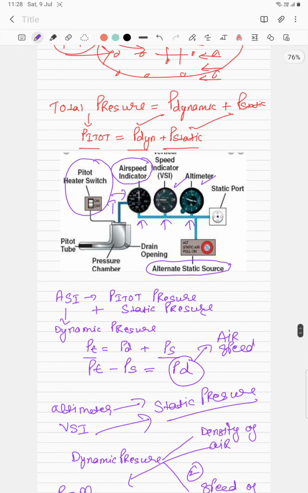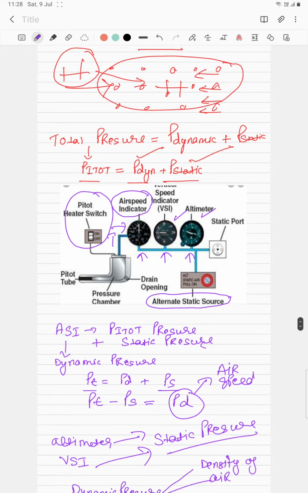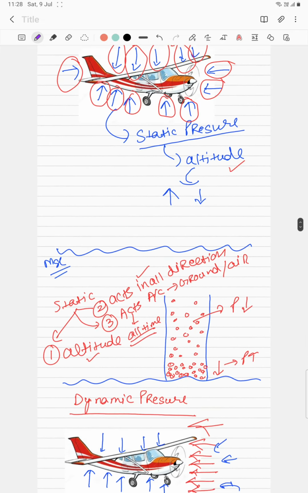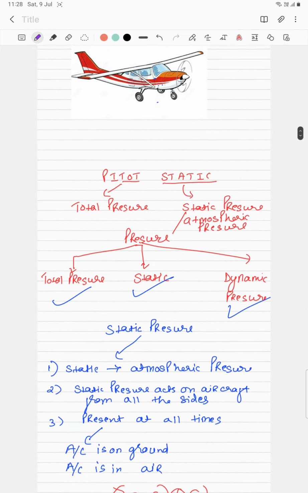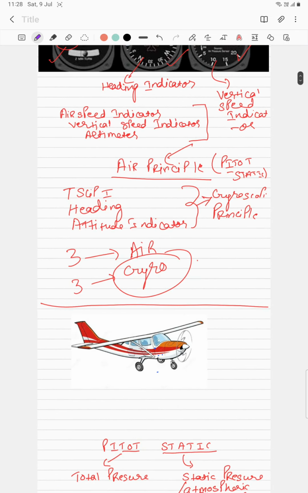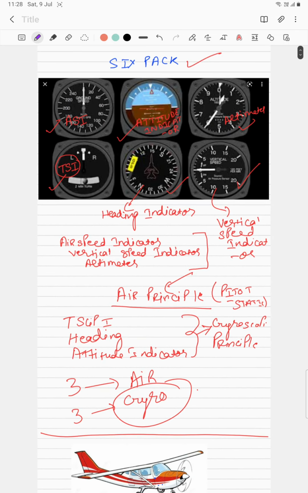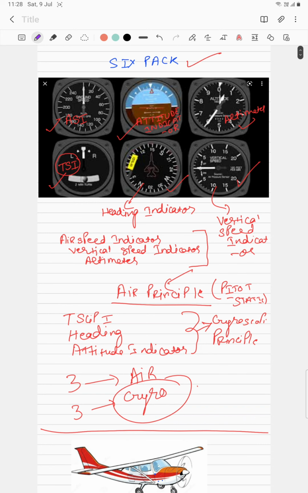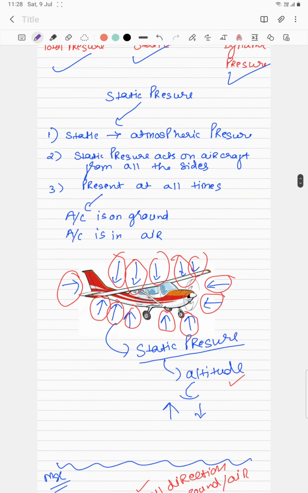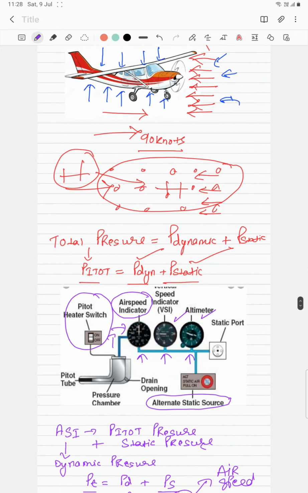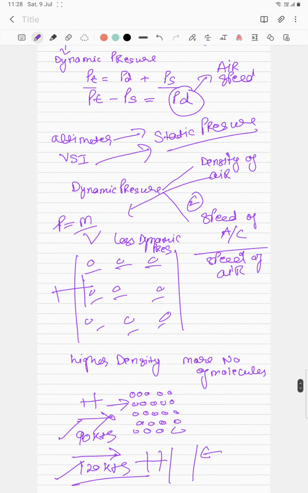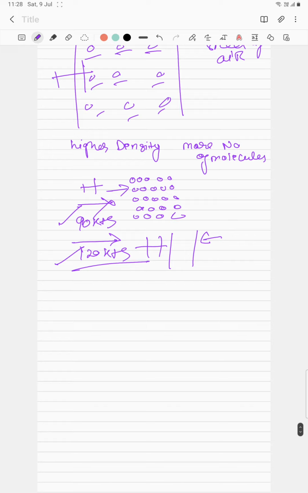Just go through the video once, revise what is dynamic pressure, static pressure, total pressure, and what is your Pitot system. And I have told you about all three kinds of pressure, and of the six pack, which instrument uses the gyroscopic principle, and which instrument uses your air pressure principle. So this was all about your static and dynamic pressure.